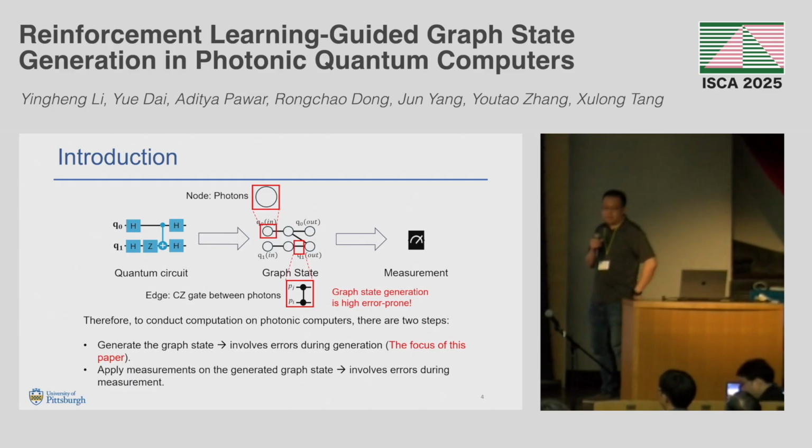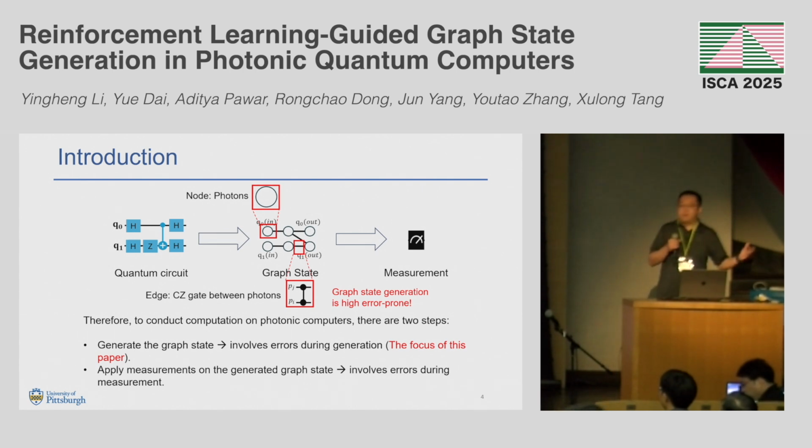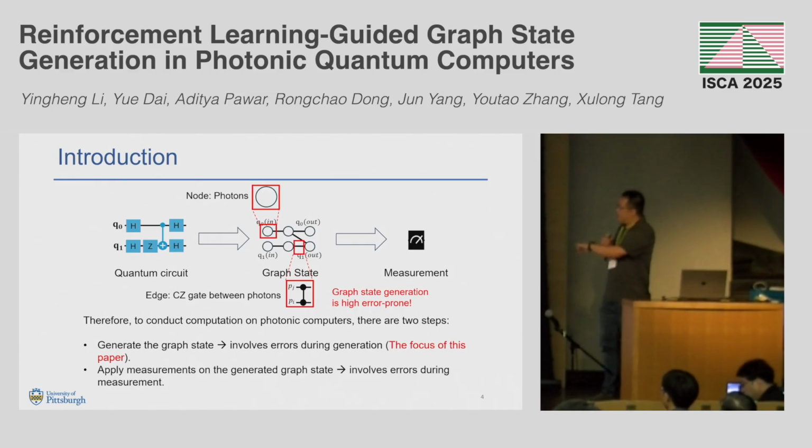One is to generate a graph state. The other one is to apply the measurement. Both steps are not perfect; there are errors associated and performance issues here. So for this paper, our focus is the generation phase of the graph state.